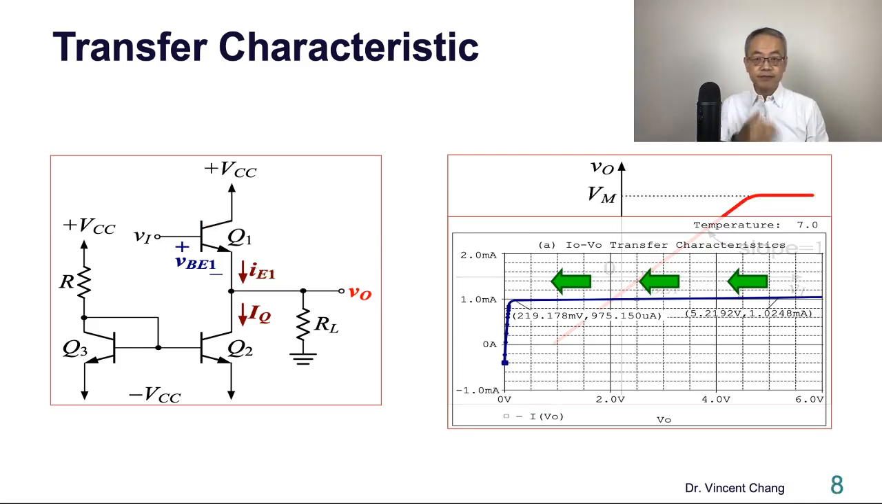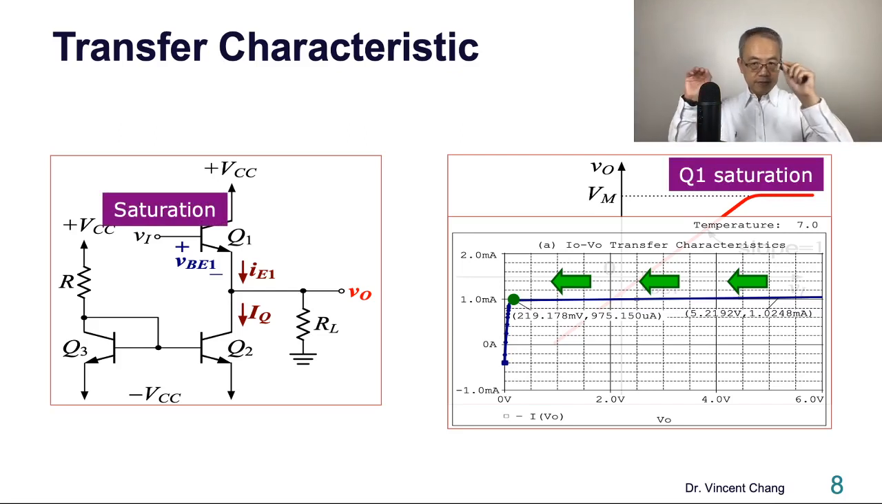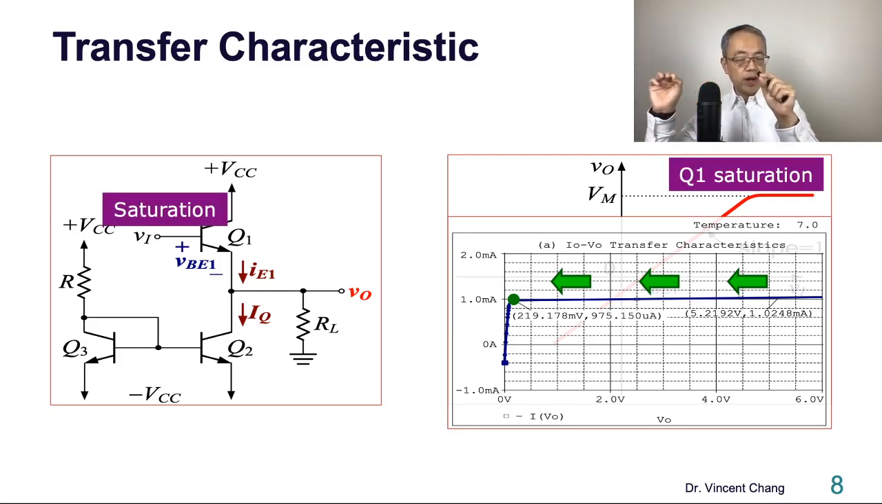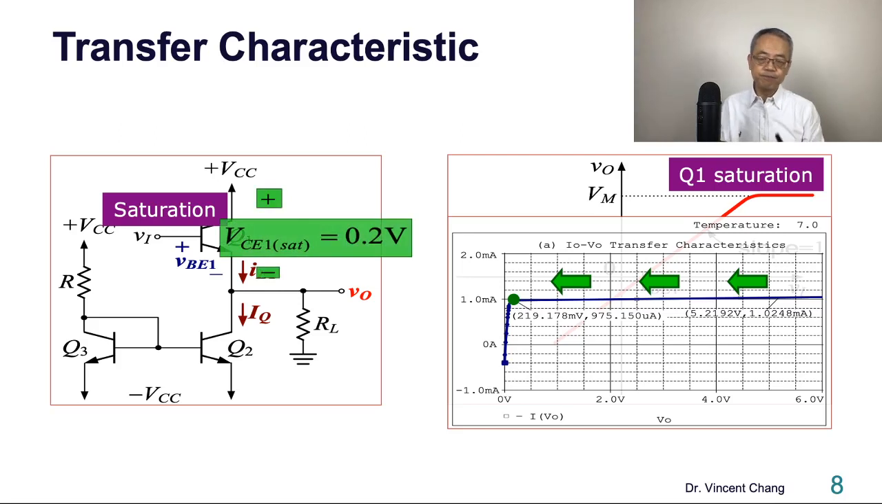So look at the green point. The green point is the edge of saturation. It's the boundary between active and saturation. Once it arrives at the green point, Q1 is at the boundary between active and saturation. At this point, VCE1 is approximately equal to 0.2 volt.